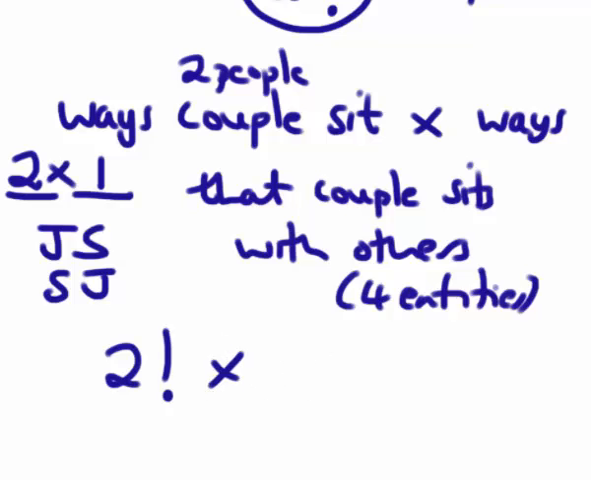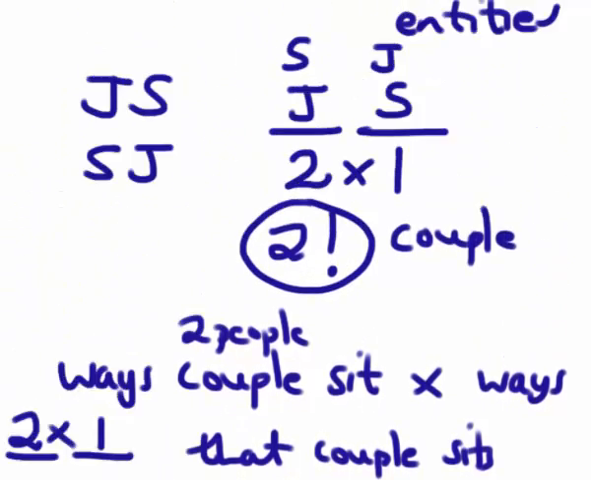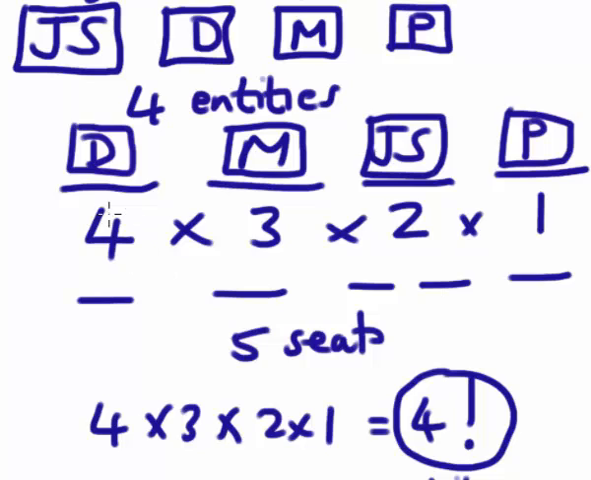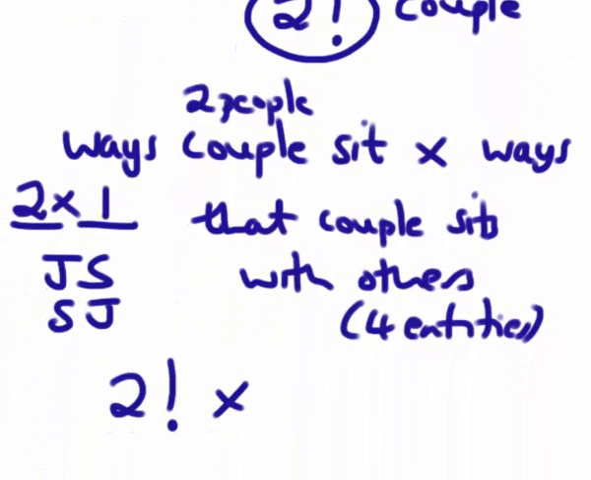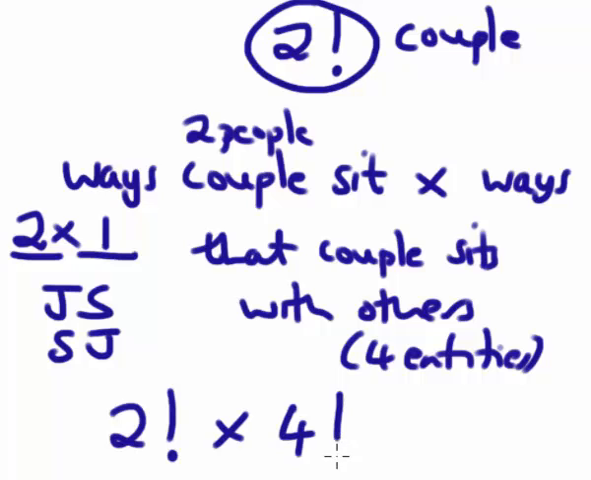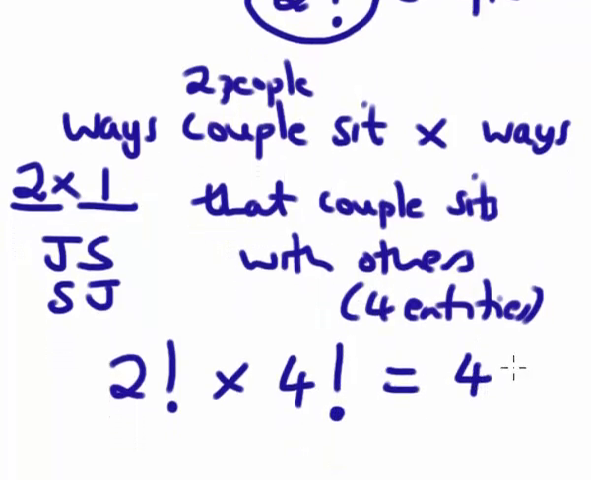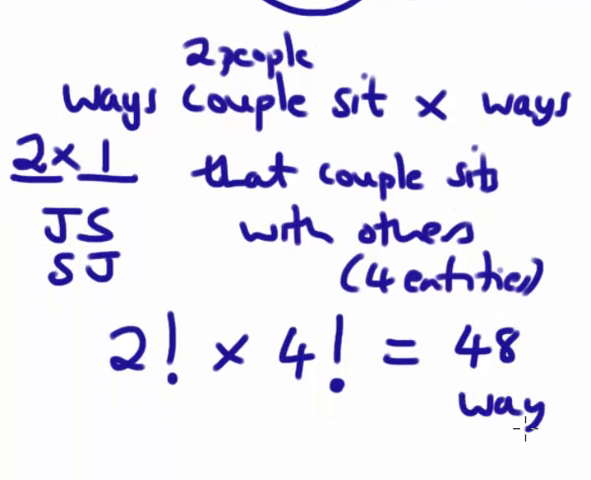And then we've got the way that the entities can be arranged. So in the 4 spaces, you could have Dimple, Mike, the couple, or Peter. 4 of them could go into those 4 spaces. So there's 4 options for the first space. The second space would be down to 3, then 2, and then 1. So 4 factorial for the way in which the couple sits relative to the other guys. Now you can use the factorial button on the calculator and work out 2 factorial times 4 factorial, and you'll get 48 ways.